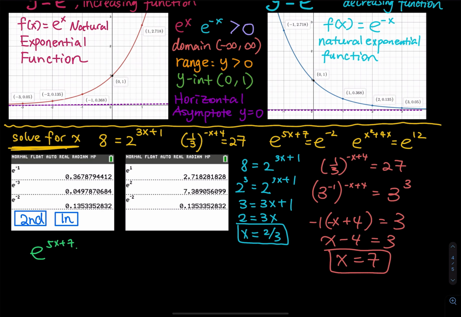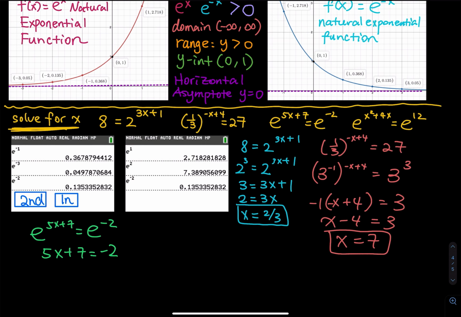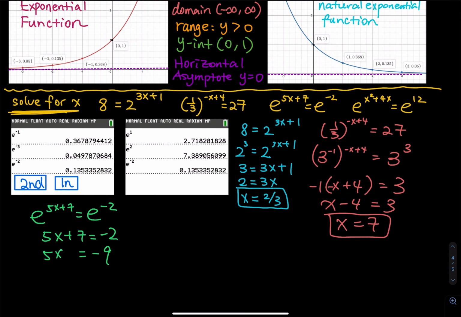And then the third one, they have e to the 5x plus 7 equals e to the -2. The bases are already the same. 5x plus 7 equals -2. And then you subtract 7 on both sides. You have 5x equals -9. Divide both sides by 5. You have x equals -9 over 5. And then that's the third one.